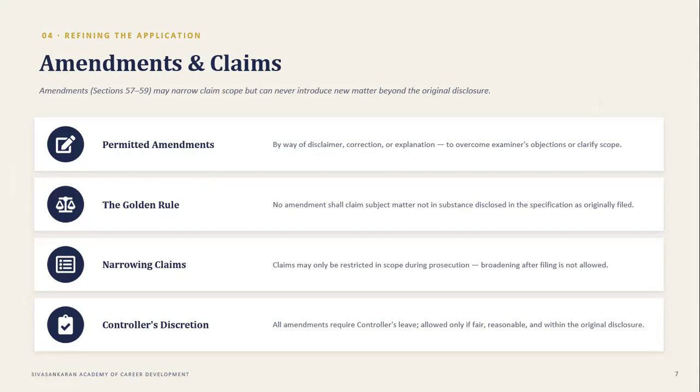This clearly means that in the initial drafting stage itself, one has to thoroughly draft the patent specification in a fair manner in order to avoid objections in future.